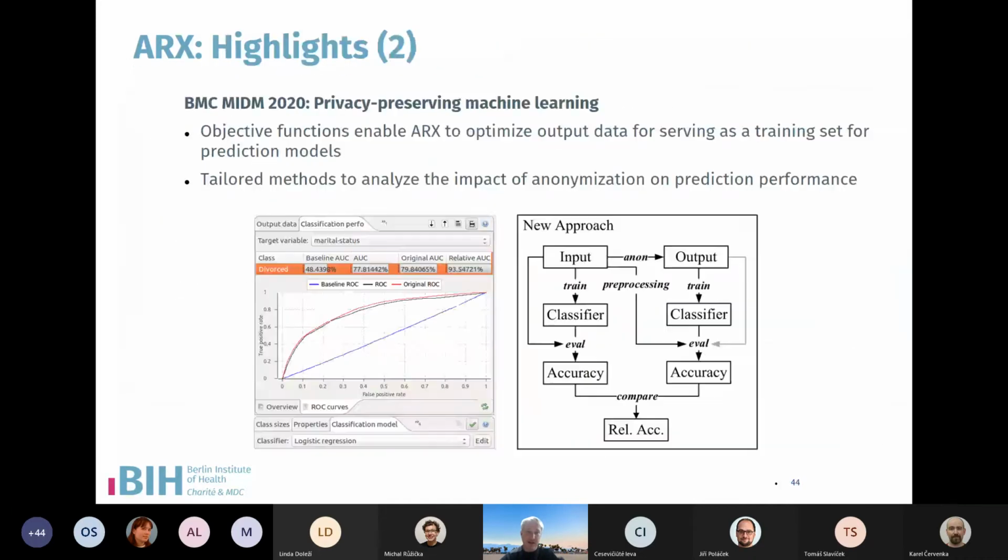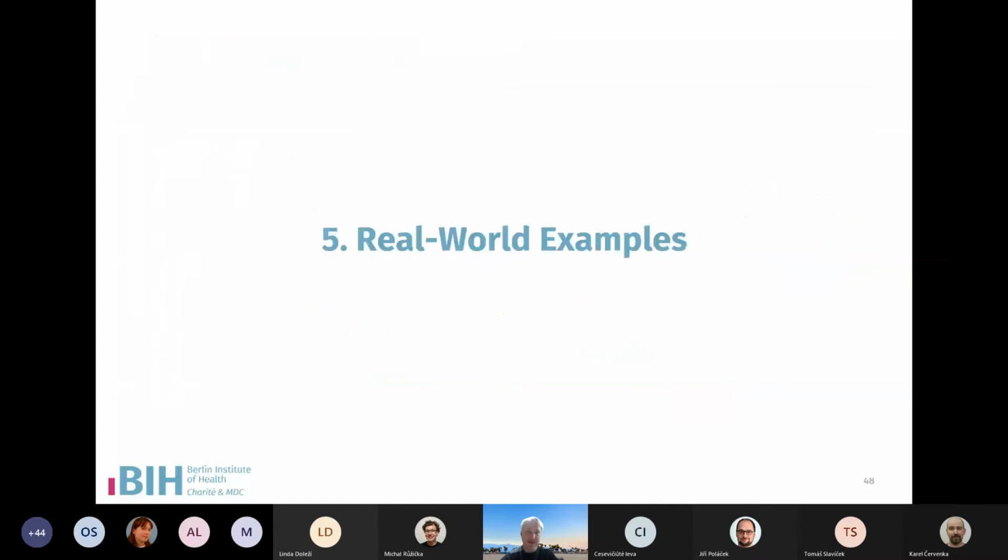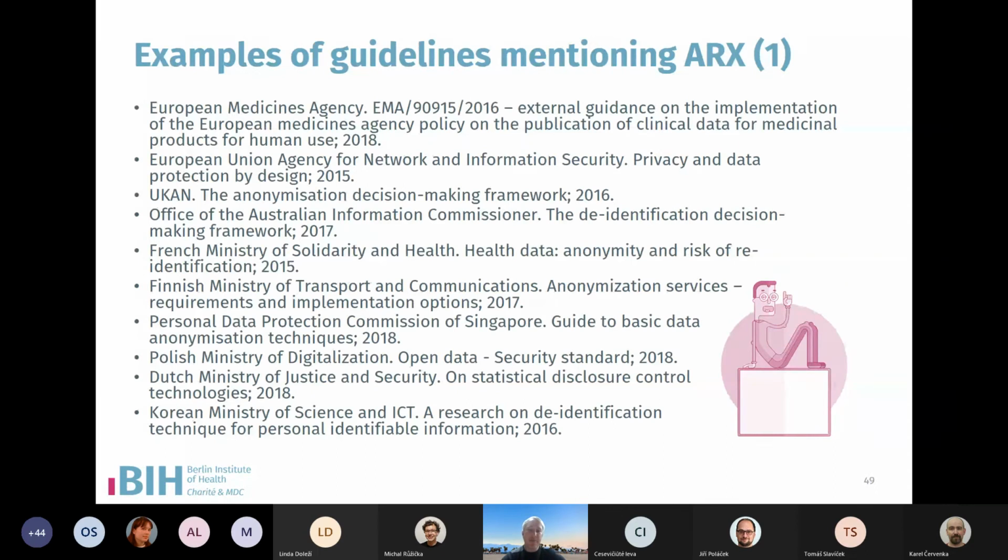So I will again speed up a little bit and maybe come to my last part here, real-world examples, which I think would be a good way to wrap this up. Again, as an example, coming from the perspective of ARX, we recently applied this to a large data set from a COVID-19 registry, and I will talk a little bit about this.